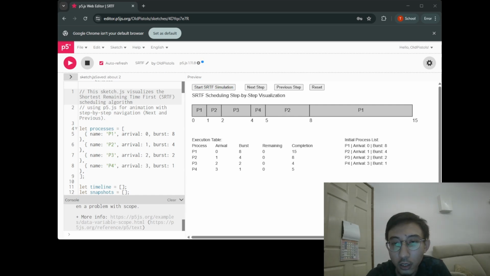So the SRTF algorithm minimizes average waiting time but may cause starvation for longer processes if many short jobs keep arriving. This simulation demonstrates the dynamic nature of preemptive scheduling and how decisions change based on the shortest remaining time.